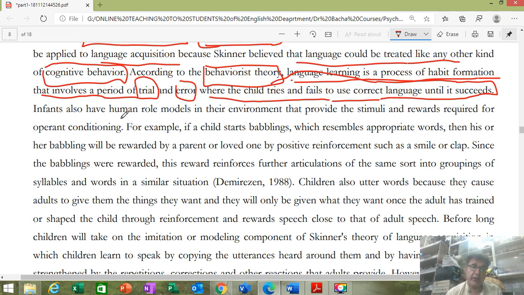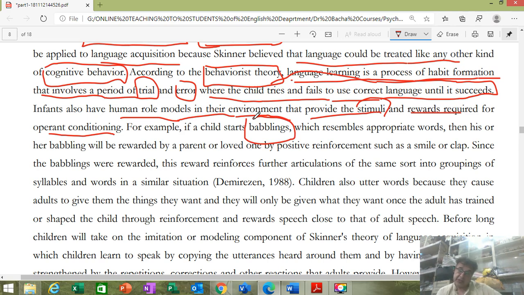So infants also have human role models in their environment that provide the stimuli and rewards required for operant conditioning. For example, if a child starts babbling, a term I explained in the previous lecture, which resembles appropriate words, then his or her babbling will be rewarded by a parent with positive reinforcement, such as a smile. These are a clap, smiling and clapping. These are also a kind of reward.